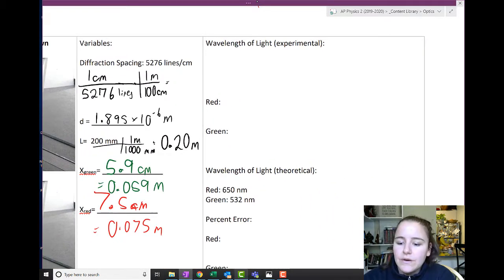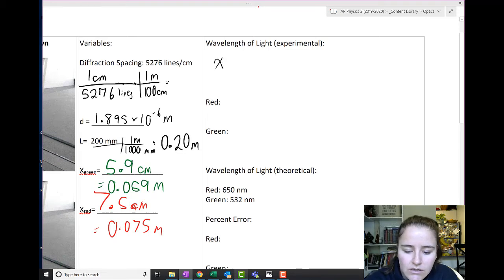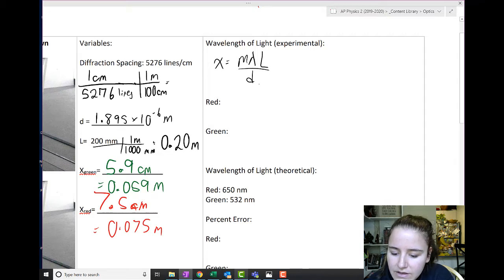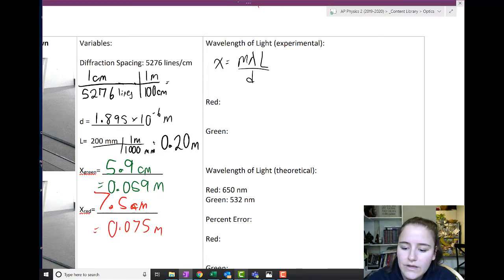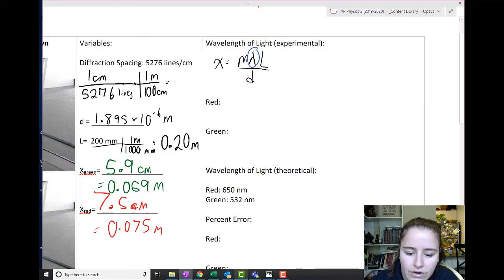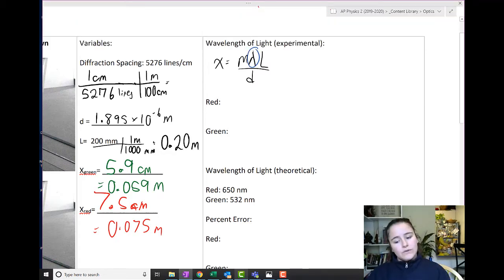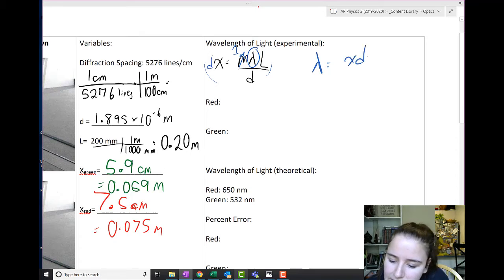Okay, now it is time to do the calculation. We are working off of the equation x equals m wavelength L over d, and we are trying to solve here for the wavelength. So we need to manipulate that equation. Also, we can remember that m is 1, so we can ignore that variable in our equation. So when we do our rearranging, we multiply the whole thing by d, so then we have x d, and then divide it by L. So we have wavelength equals x times d over L.